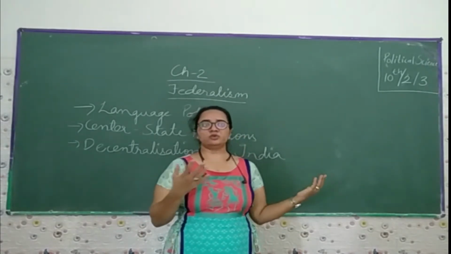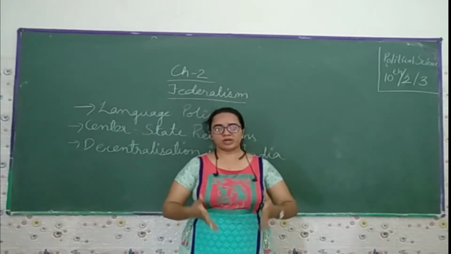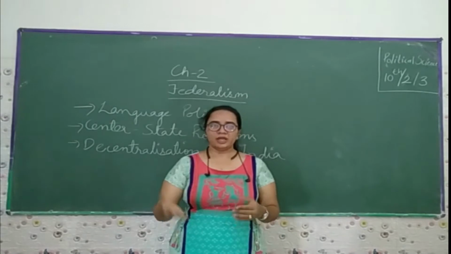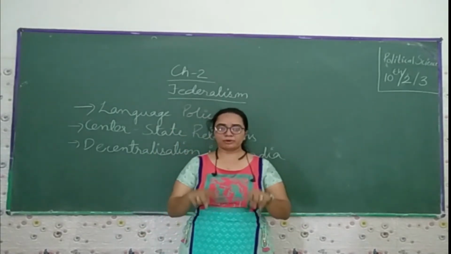The state list is related to the state government. And the concurrent list is where both come together, union as well as state. Then you come to know about how we later got the map of our India.